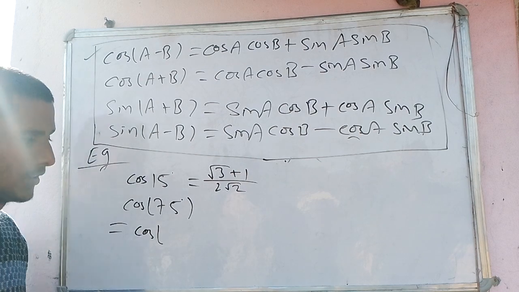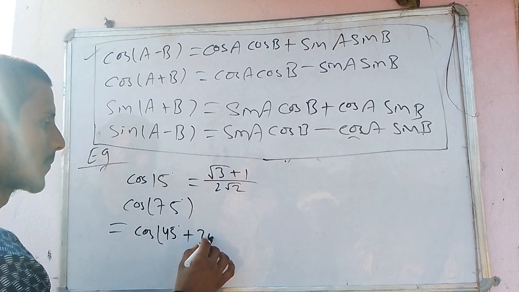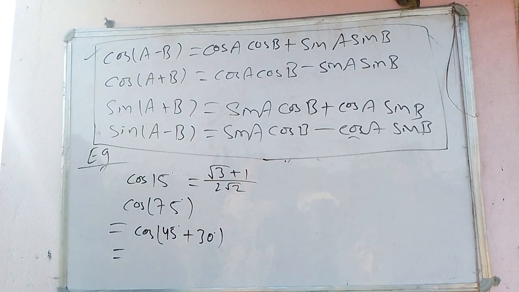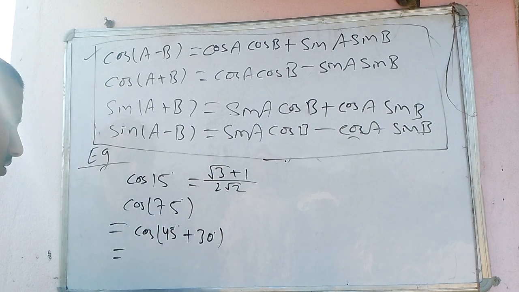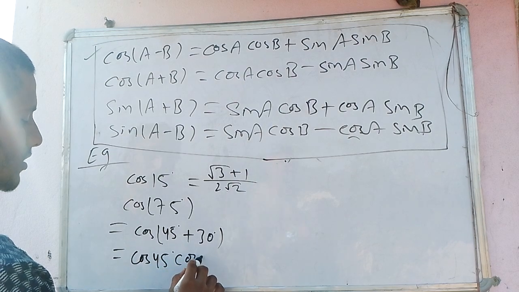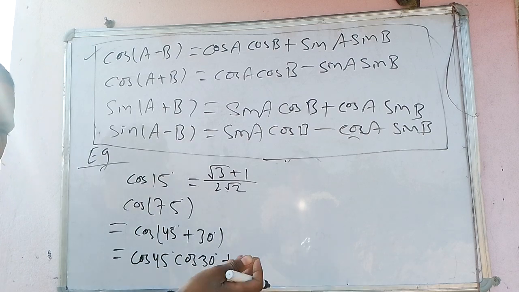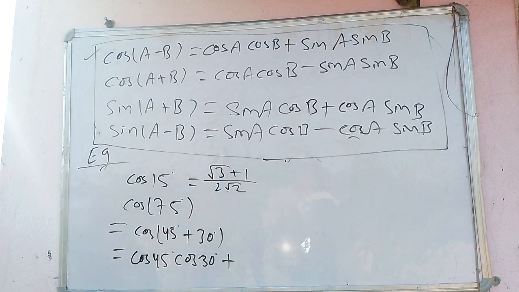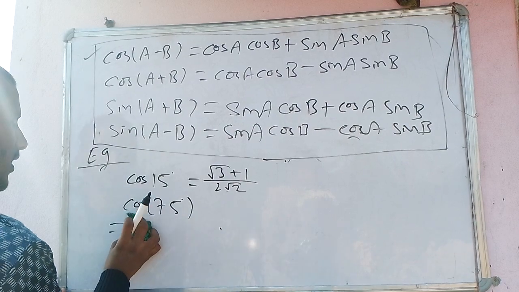But better than that is this one, 45 plus 30. Okay, 90 minus 15, if you do that as well, will give you the answer, but that will be more computation heavy, whereas this is going to be less computational. Cosine 45 cosine 30 plus, okay, so I leave it to you, you can do it. Sine 45 sine 30. It's easy. So yeah, you can figure out what cosine 75 is.